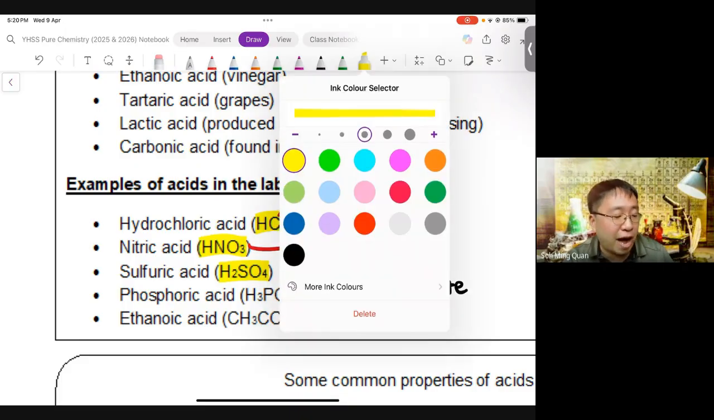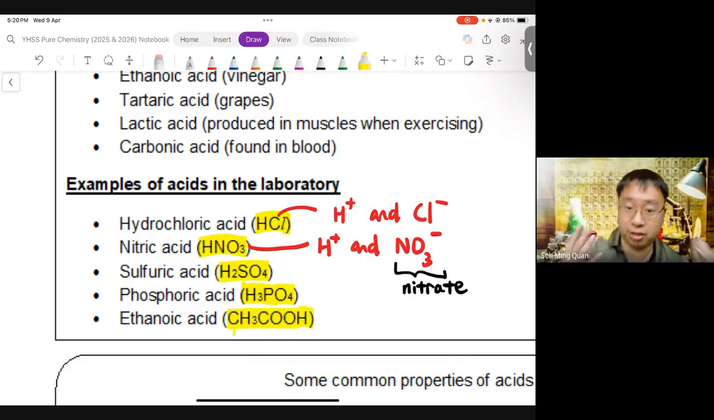Now, these 5 formula must be learned. You will need to be able to write this formula from memory because there is no way to deduce them from the periodic table alone. So let's take this time to actually learn the formula of hydrochloric acid, nitric acid, sulfuric acid, phosphoric acid, and finally, ethanoic acid.